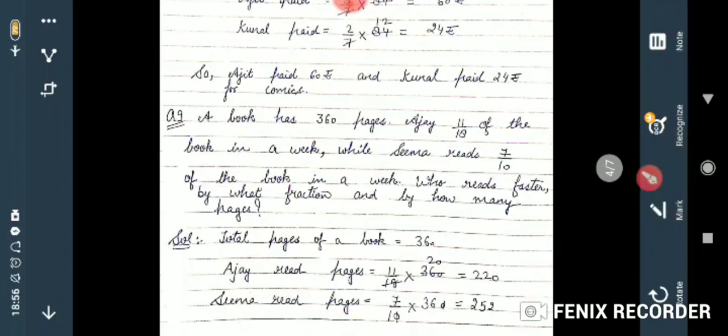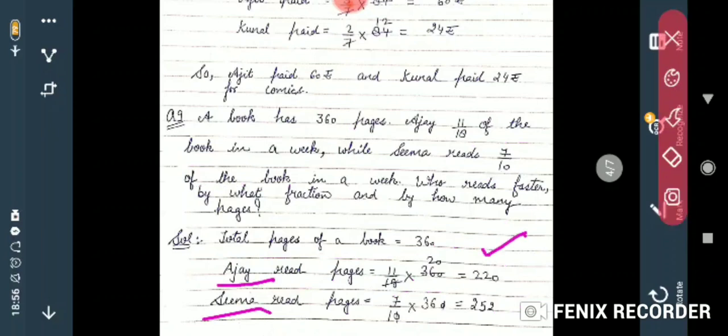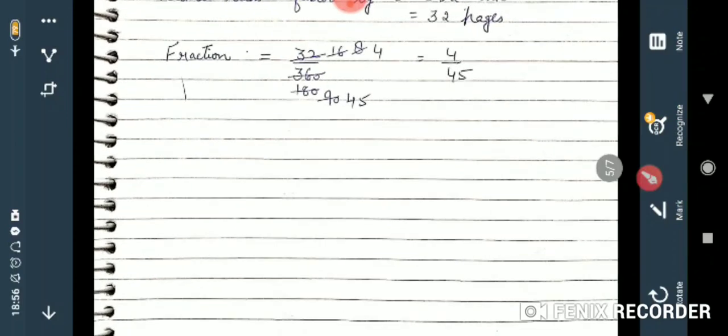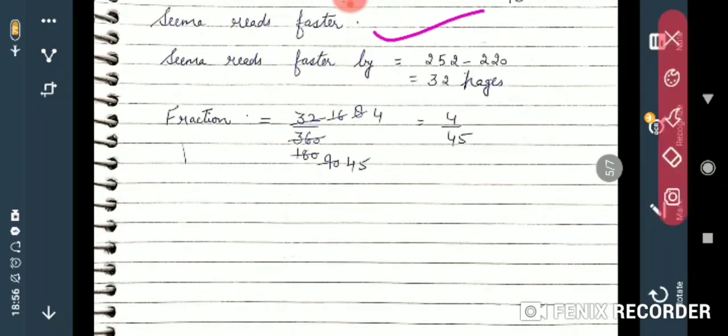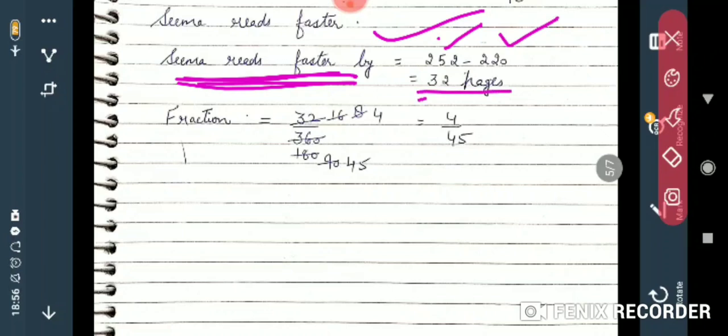252. Now just tell me, who read more pages, Ajay or Seema? Just see, Ajay read 220 pages and Seema read 252 pages. So which is the greatest value? Of course 252. Yes or no? So who read faster? Seema. Seema read faster. And by how many pages did Seema read faster? So you will subtract 252, the pages read by Seema, minus 220, the pages read by Ajay. You will get 32 pages.